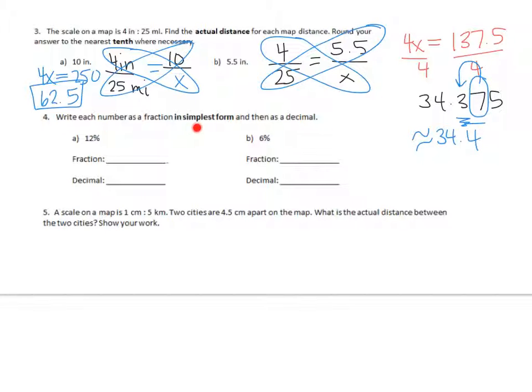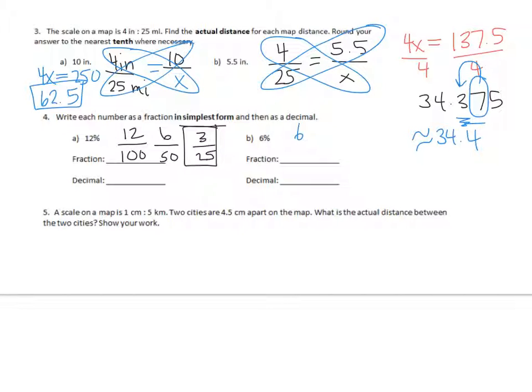Write each number as a fraction in simplest form and as a decimal. So if you have a percent, you can write it as a number out of 100, and then we need to reduce it. So I divide it by 2 and I get 6 out of 50. I divide that by 2 and I get 3 out of 25. So that's the answer.